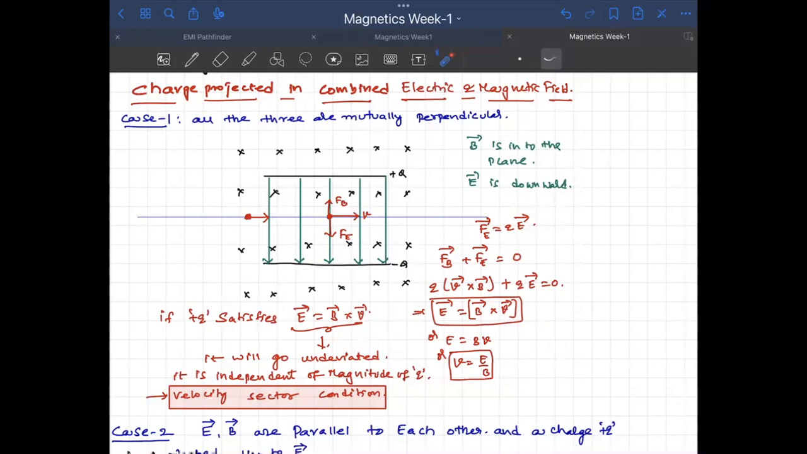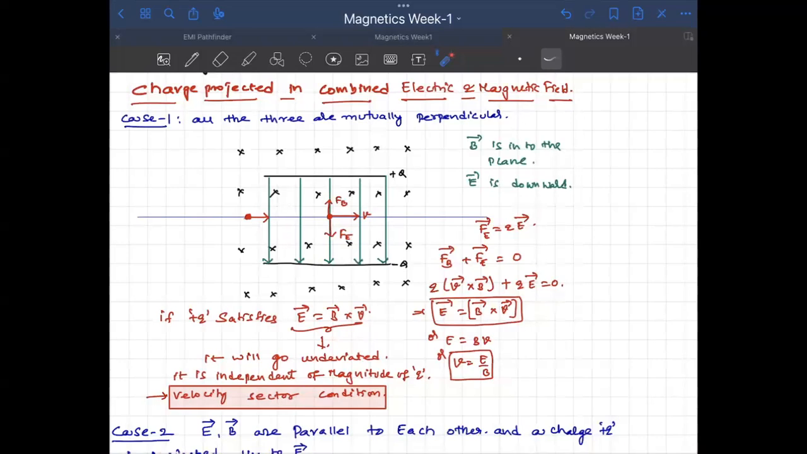If there is only electric field, what path do you suggest? It is like a body projected horizontally from the top of a tower. What is the path of that particle? Parabola. If there is only magnetic field, it is a circle.